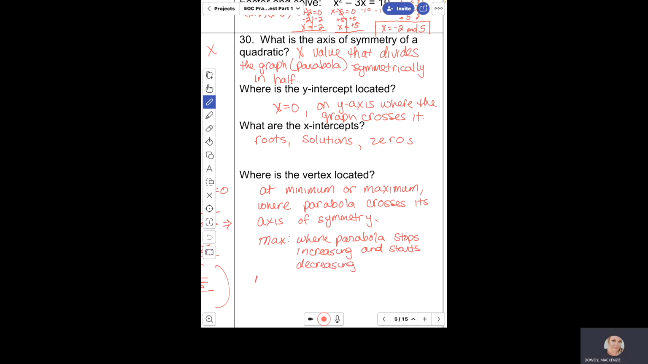And for the minimum, it is where the parabola stops decreasing and starts increasing.